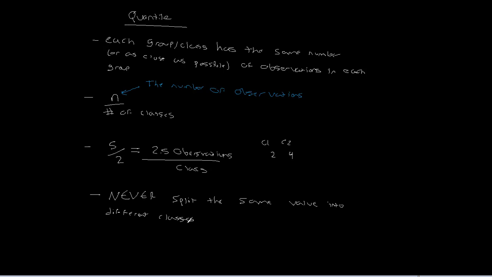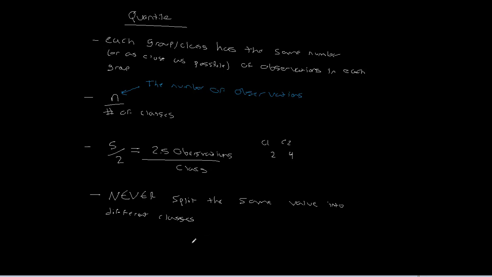Right? No matter what you do, you never split the same value into different classes. So if you have 3 records that all have a value of 7, those 3 records should always go in the same class. And with quantiles, you could imagine where the class break would fall. Maybe it would be in the middle.